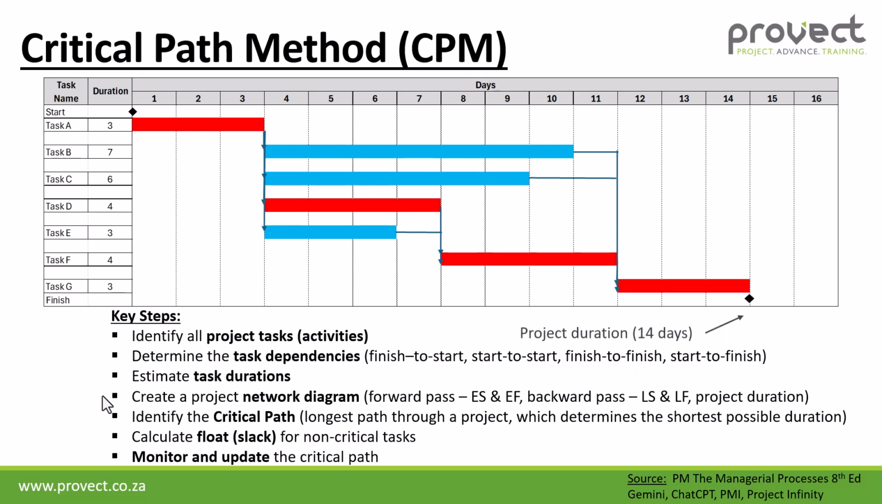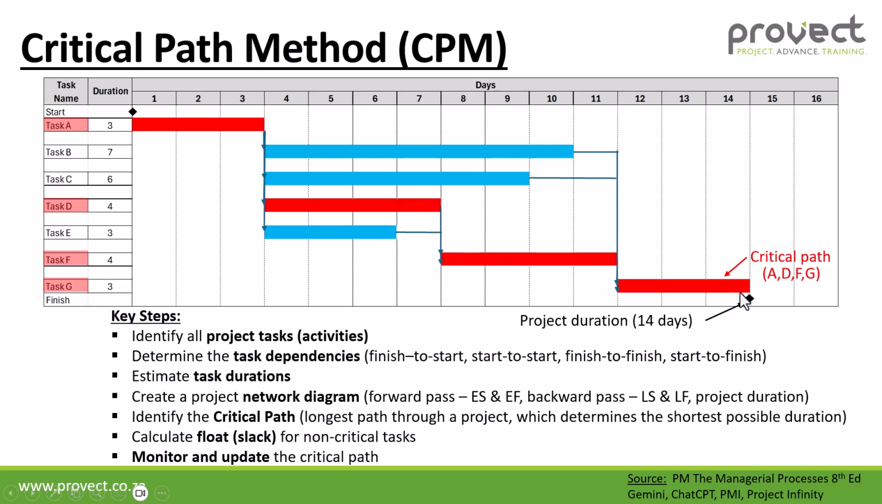So the project duration is 14 days. We can identify our critical path, which is the longest path through a project. So our critical path for this example is task A, D, F, and G.